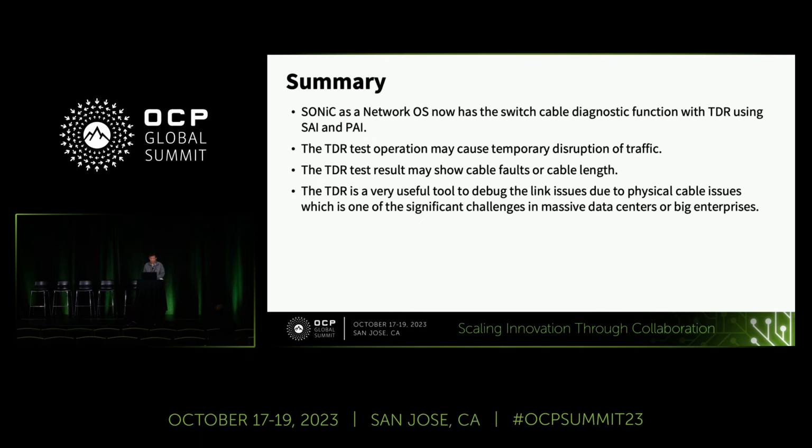So in summary, Sonic as a network OS now has the switch cable diagnostic function with TDR using SAI and PAI. The TDR test operation may cause temporary disruption of traffic. The TDR test result may show cable faults or cable lengths. TDR is a very useful tool to debug link issues due to physical cable issues, which is one of the significant challenges in massive data centers or big enterprises.